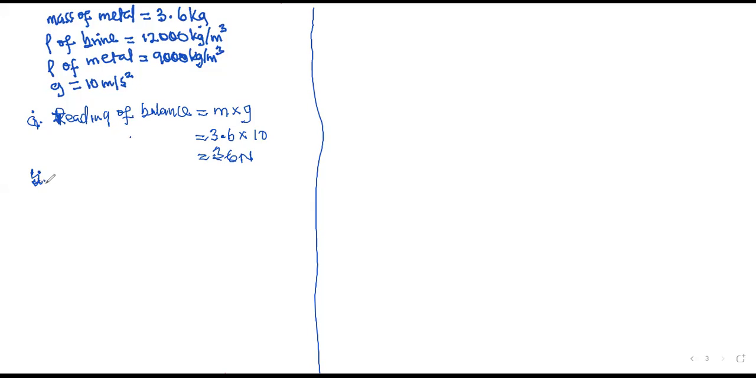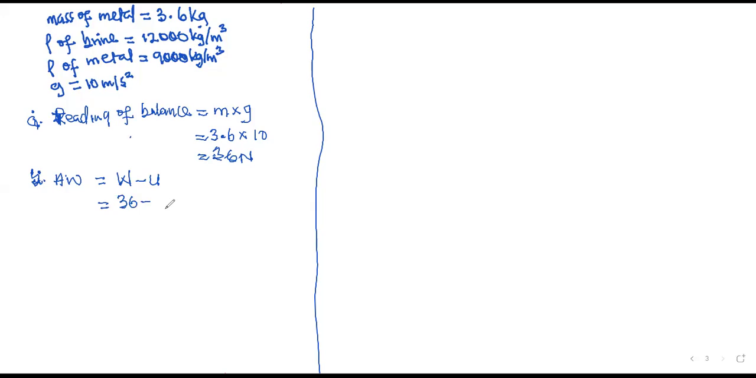With the metal in water. When it is immersed in water, the apparent weight is equal to the reading of the spring balance. So the apparent weight would be equal to the real weight minus upthrust. The real weight is 36.